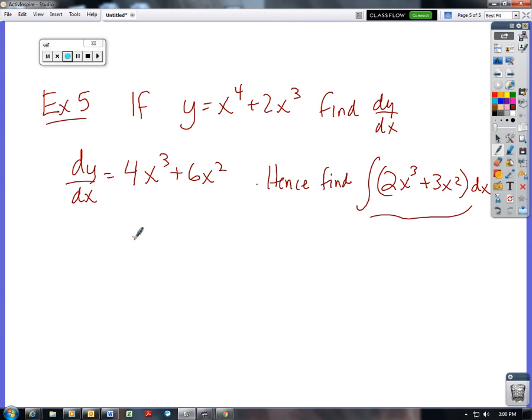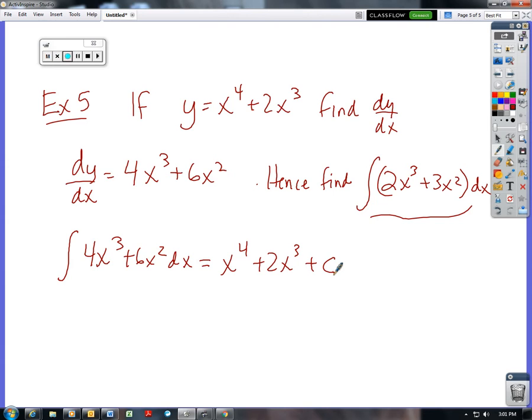So we found the derivative. Now what I'm going to do is turn right around. So with this derivative that you just found, turn right around and integrate it. So I'm going to write the integral of 4x cubed plus 6x squared dx would therefore be what I started with, the y. X to the 4th plus 2x cubed. And since it's indefinite, we need a plus c.